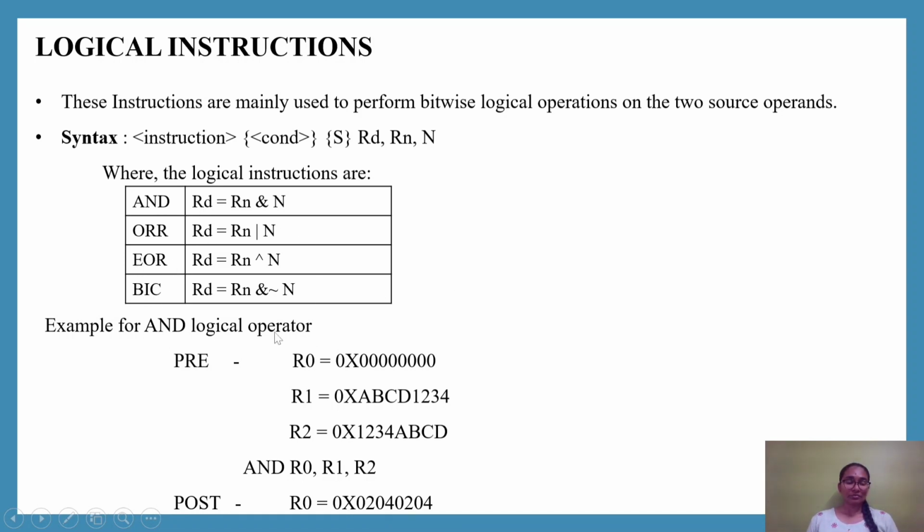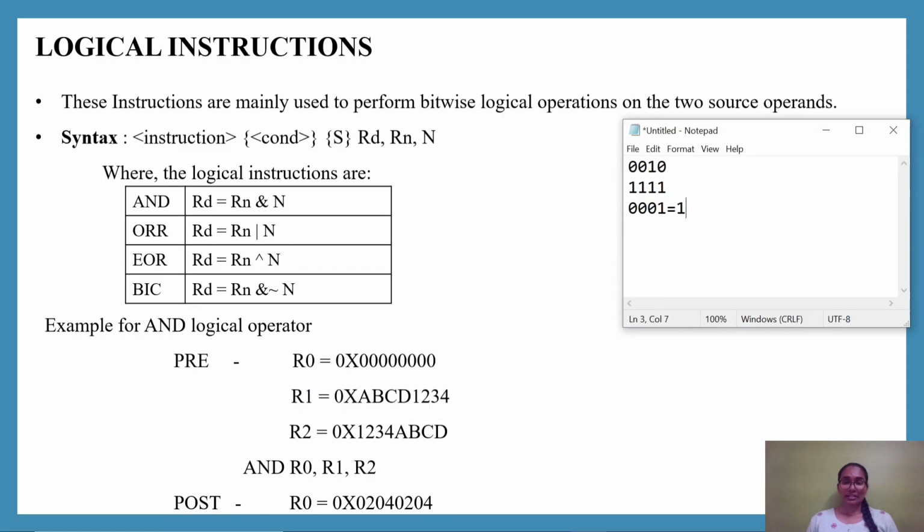Here, let us consider an example. In pre, R0, R1, and R2 hold this data in hexadecimal form, and we are going to use the instruction AND. So now AND R1 and R2, and the resultant will be stored in R0. So let us consider R0.